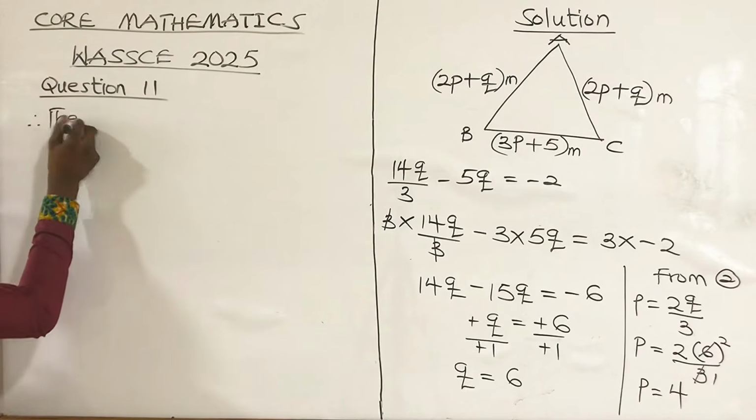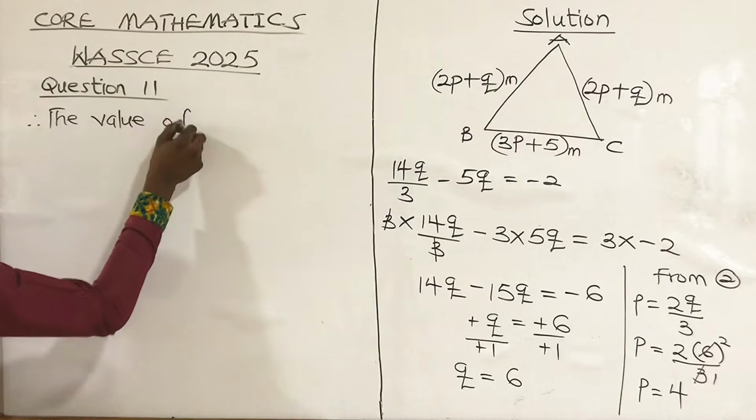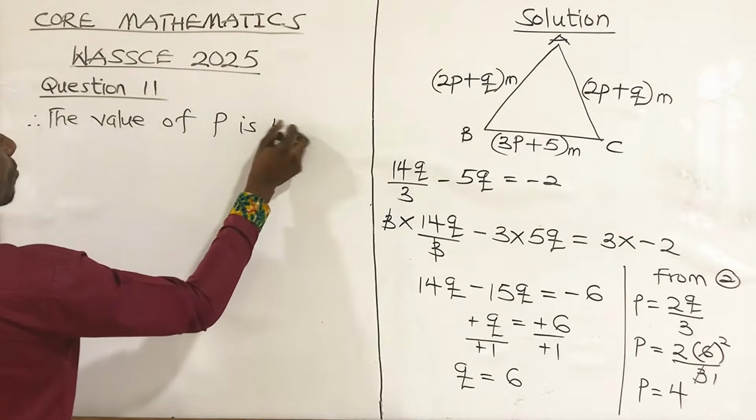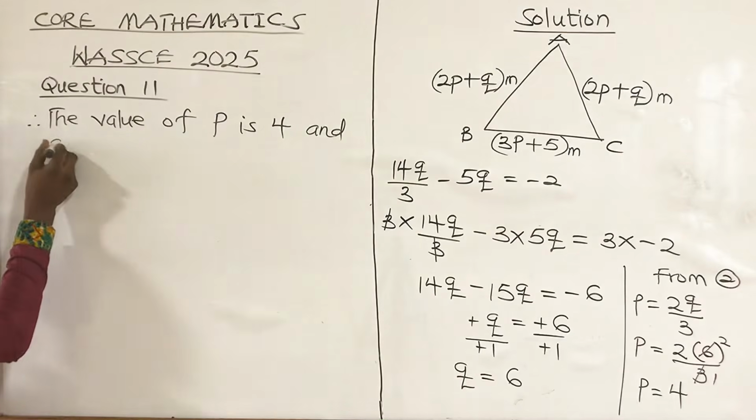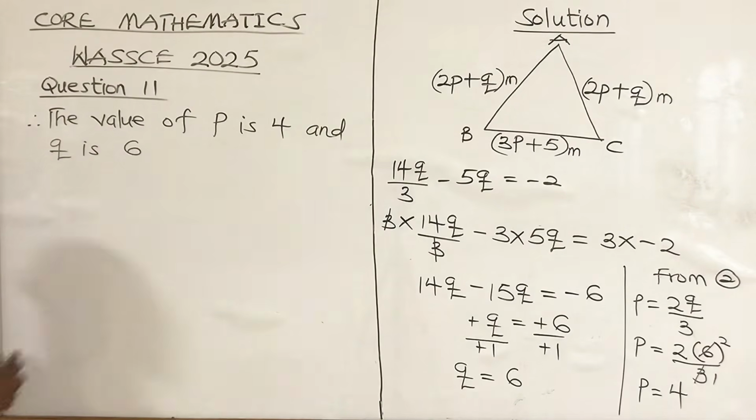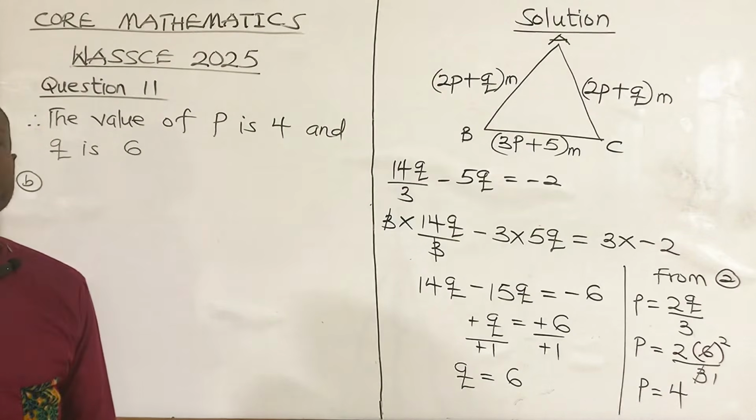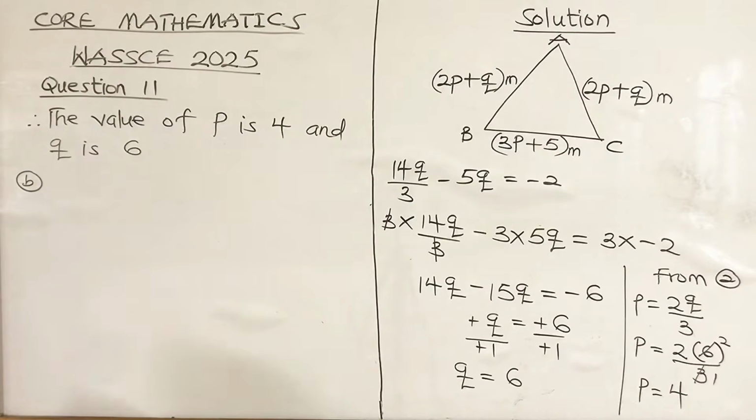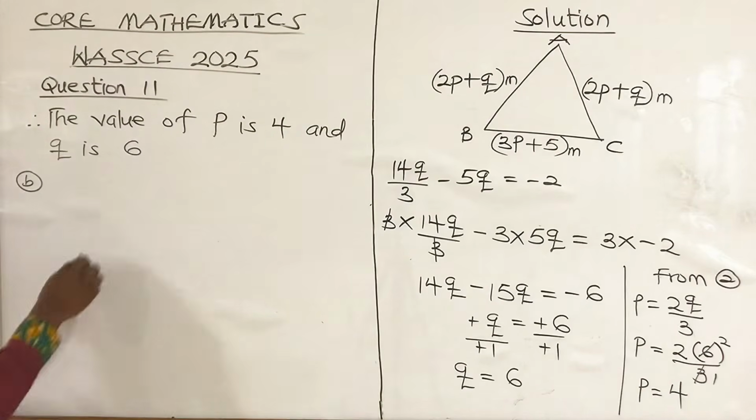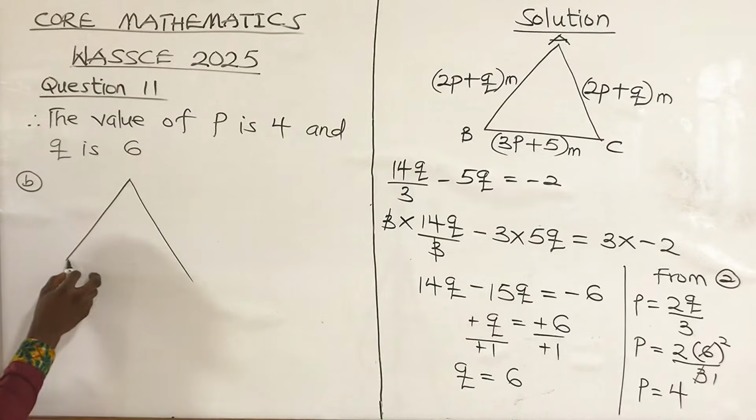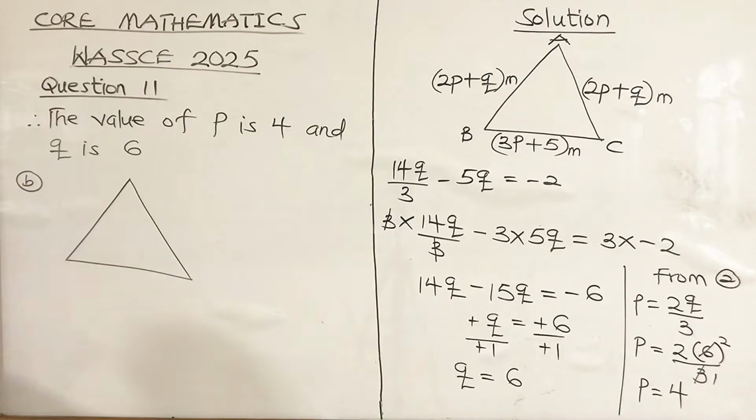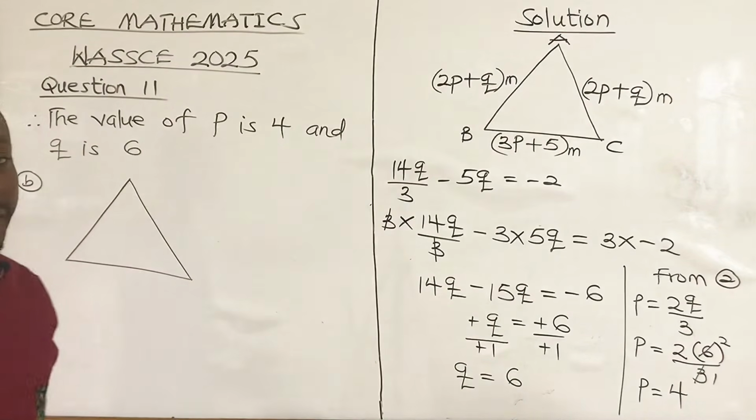Therefore, the value of P is 4 and Q is 6. So these are the values of P and Q. Now, this is A part. When you check the B part, the question said we should find the area of the cardboard. The cardboard is still in the form of an isosceles triangle. Now we can get this side because we have the values of P and Q.